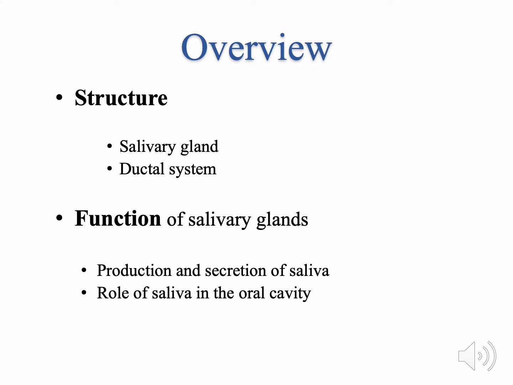So for today's lecture, we're going to be looking quite closely at the salivary glands themselves and looking at the histological appearance of the acini, so the parenchymal cells that make up the acini of the gland, and also the ductal system that drains the saliva from these glands. We're also going to investigate a little bit of the function of the salivary glands and look a little closer at saliva and some of the roles that saliva plays in the oral cavity.